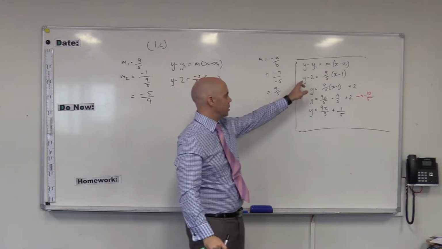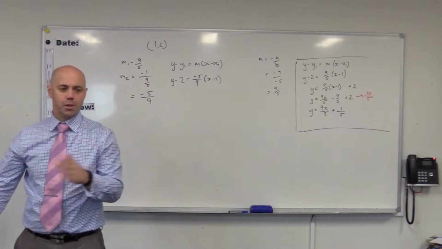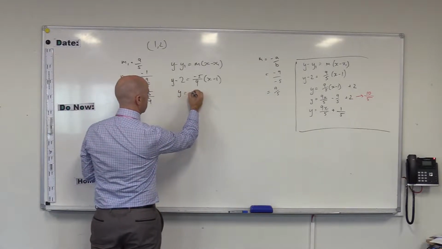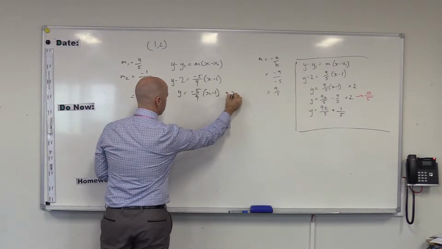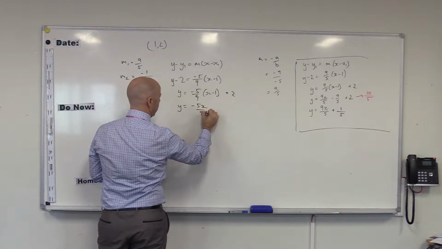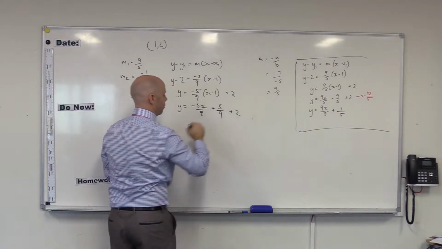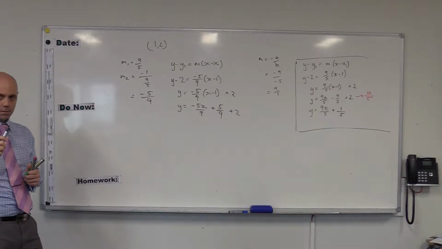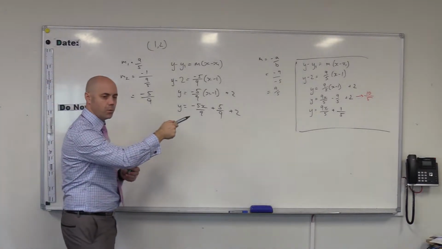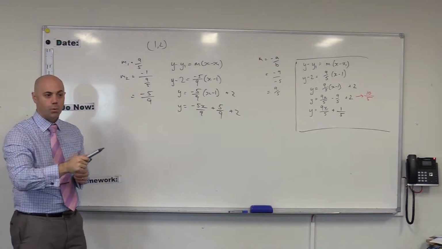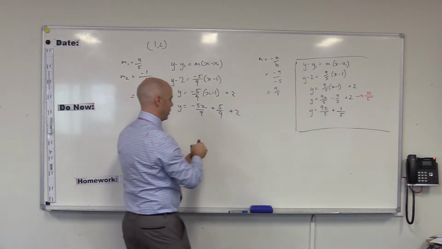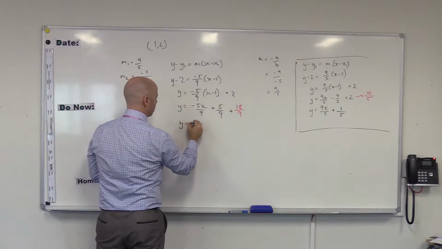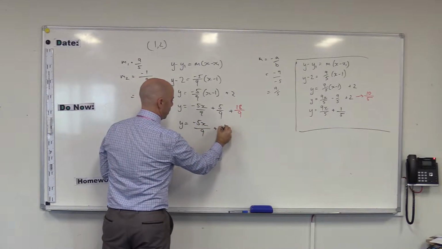It's actually the same as this line over here, except just a different gradient, because we're going through the same point. So exactly the same steps: we add 2 to both sides. Y equals -5 over 9 times X minus 1, plus 2. Let's expand the bracket: -5x over 9 plus 5 over 9 plus 2. How do I add those two together? Make the equivalent fraction with the same denominator. 2 is 18 over 9. So 5 over 9 plus 18 over 9 is 23 over 9. So y equals negative 5x over 9 plus 23 over 9.